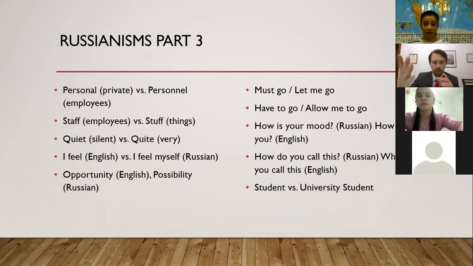So let and allow basically mean the same thing. Same thing for have to and must. One has to, the other one doesn't. Just remember that. How is your mood? People say in Russian, Как ваше настроение? In English, we don't usually say that.